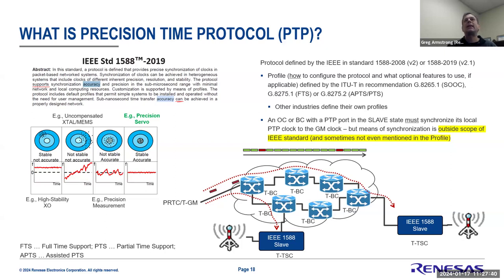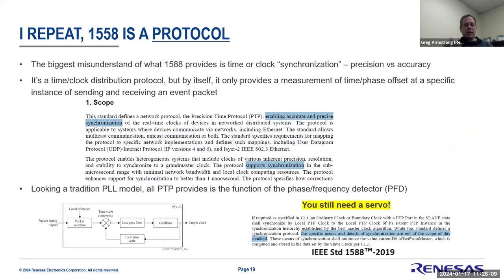But the key thing to take out of this is that it's a protocol where you must still synchronize the local clock to the GM. It says you must synchronize, but then you read the standard, and it says this is outside the scope of the standard. Sometimes even profiles written for the protocol won't say how to do this. What is the servo?